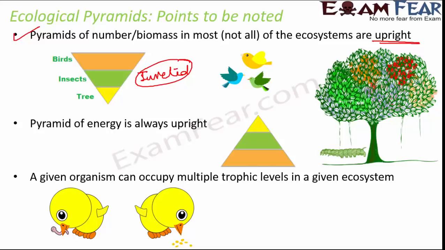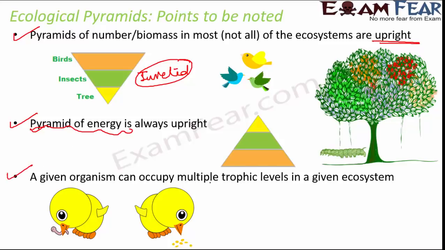Let's say that you have this tree. There are insects which feed on these trees. The number of insects is a lot more, and then there are birds which feed on these insects, and again the number of birds is a lot more than that of the insects, right? So in this case it is an inverted pyramid. However, in most cases it is an upright or erect pyramid. The pyramid of energy is always upright. We have learned about three types of ecological pyramids: pyramid of number, pyramid of biomass, and pyramid of energy. If you have forgotten them, please refer to the detailed video.